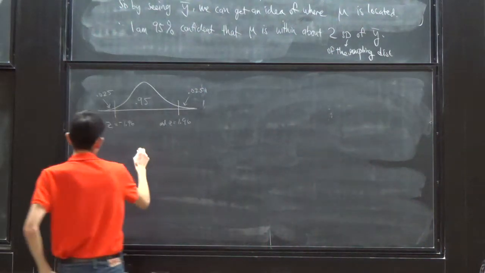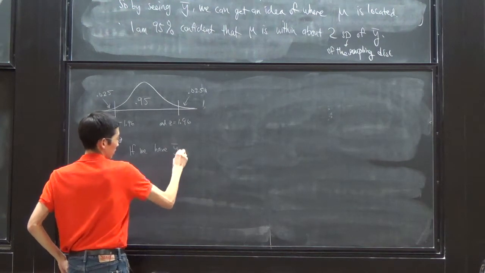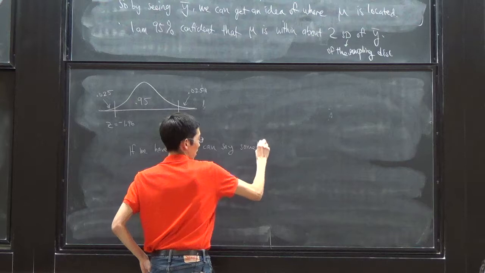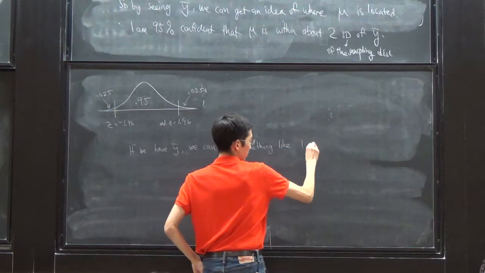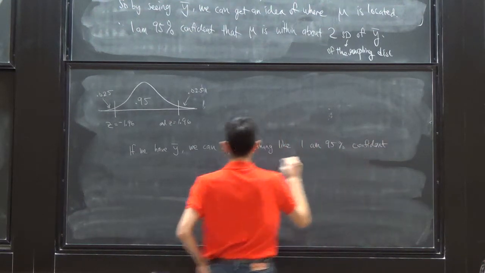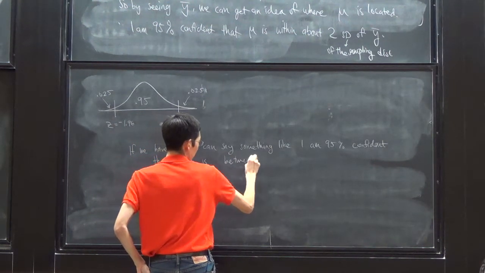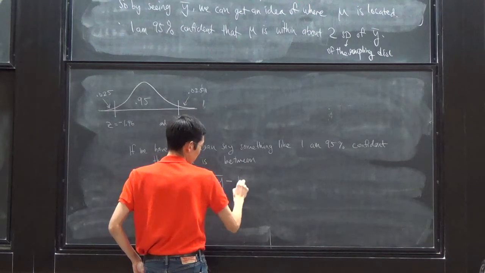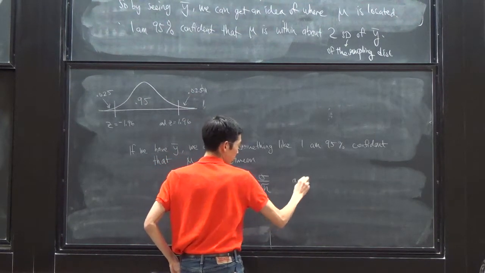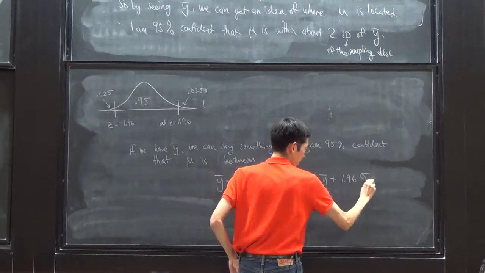So if we have y bar, we can say something like, I am 95% confident that mu is between y bar minus 1.96 times the standard deviation, which is sigma over the square root of n, and y bar plus 1.96 times sigma over the square root of n.